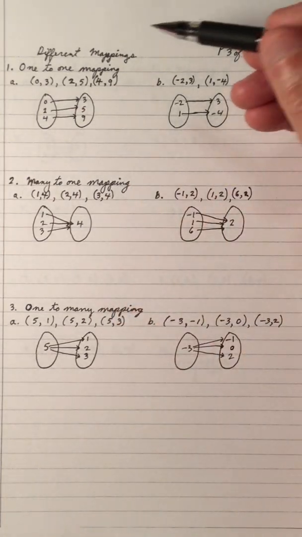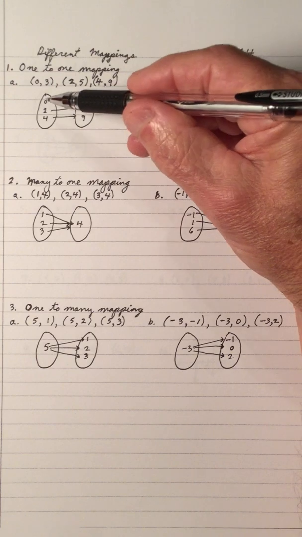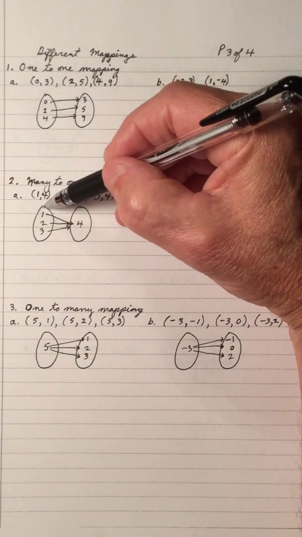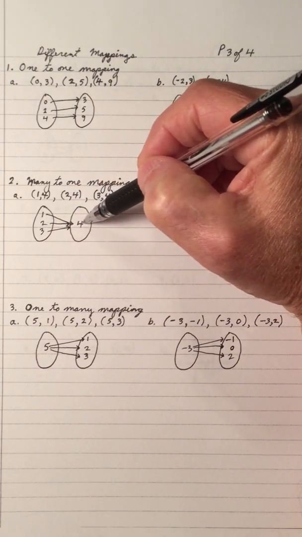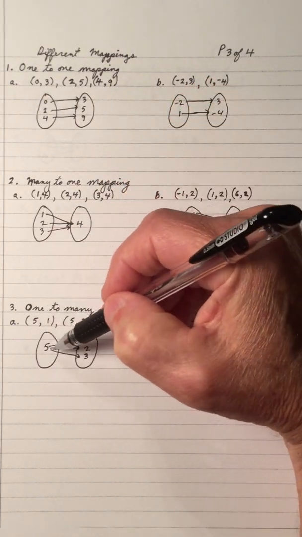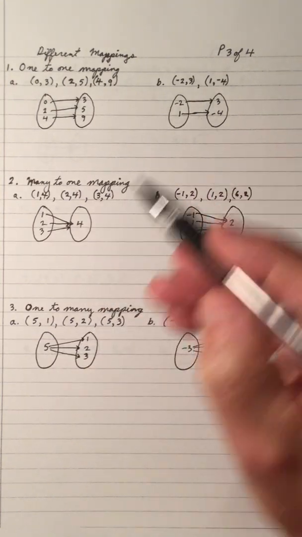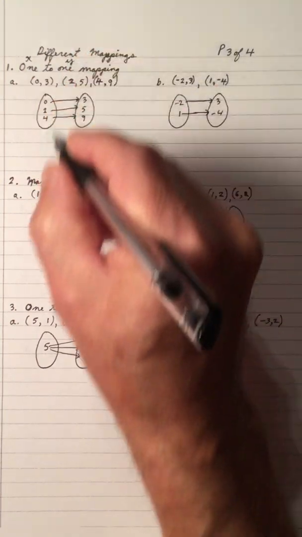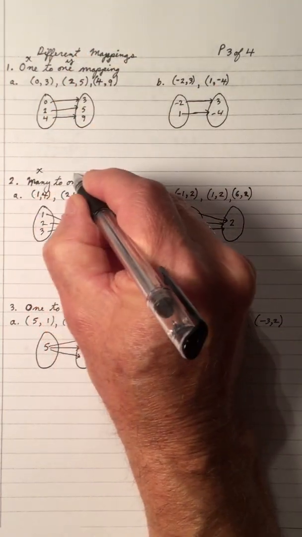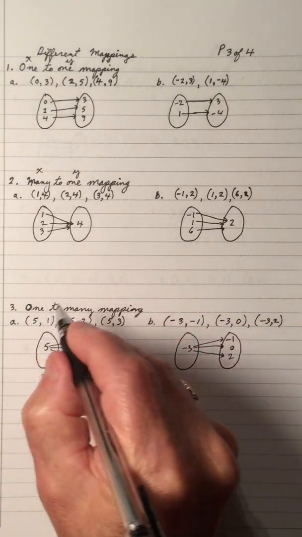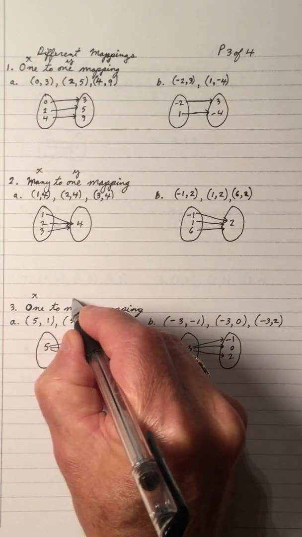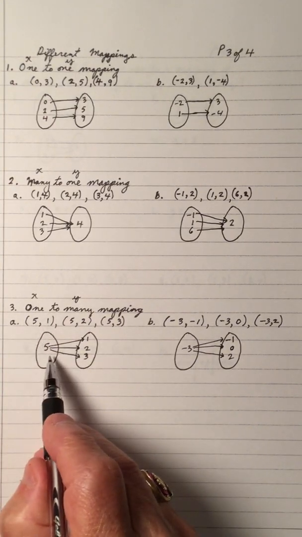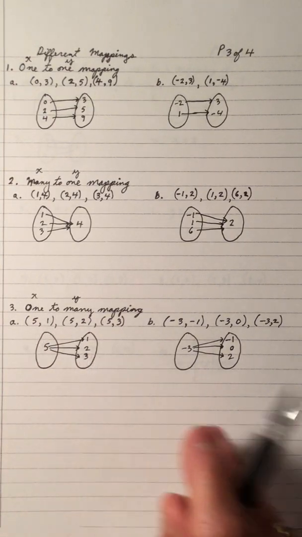Notice, to repeat, this is one-to-one: for each x, there's only one y. Many-to-one means there are many x's going to only one y. And one-to-many is one x going to many y's. So when you think of one-to-one, think of an x and a y. Many-to-one is many x's going to only one y. And one-to-many is one x going to many y's. That's the way I think of it, because the left side is the x and the right side is the y.